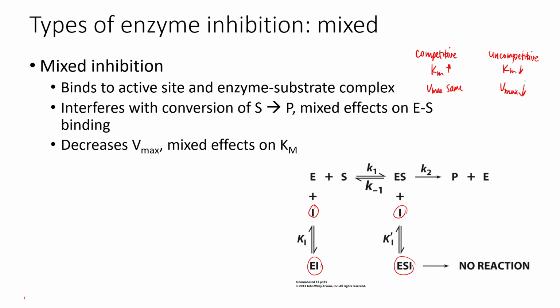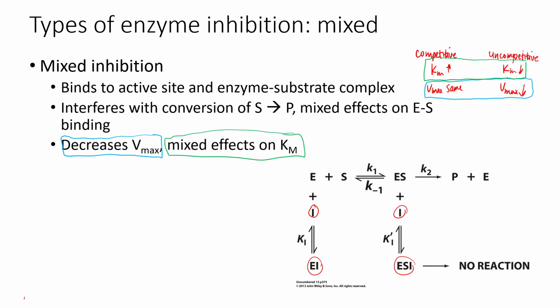So first, let's look at the Vmax, right? If we have a mixture of competitive and uncompetitive, for competitive, our Vmax stayed the same, but for uncompetitive, our Vmax went down. So if you were to blend those two things together, ultimately your Vmax is still going to be going down. On the other hand, if we consider the Km, for our competitive inhibition, our Km went up, but for our uncompetitive inhibition, the Km went down. And so for mixed inhibition, there are, unsurprisingly, mixed effects on the Km. It might go up, it might go down, or it might stay the same.